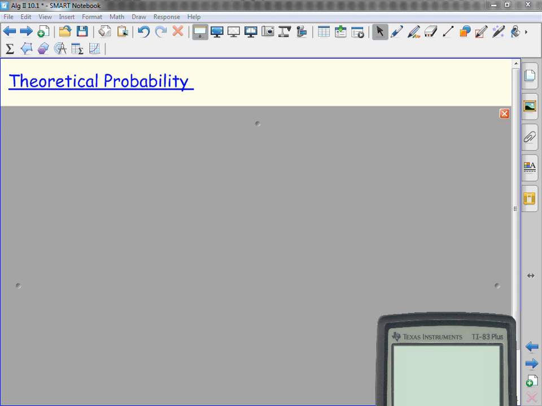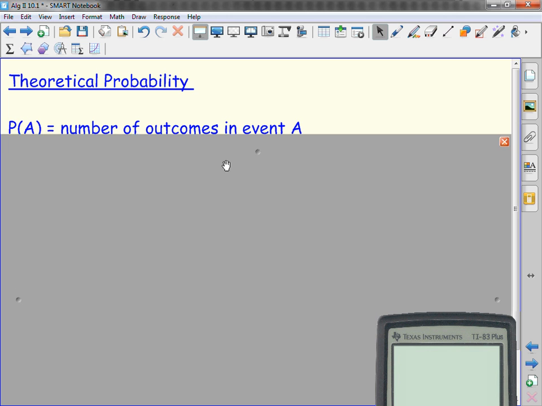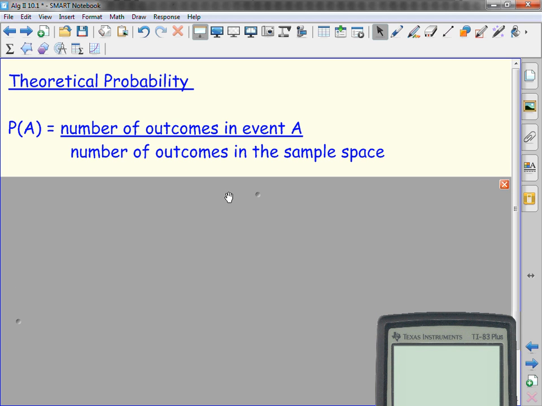Now for theoretical probability. Anyone know what theoretical means? Theory. What does that mean? It's something that you're using an educated guess. It's the mathematical probability. The theoretical probability, P of A, the probability of some event A, is the number of outcomes in event A divided by the total number of outcomes in the sample space.